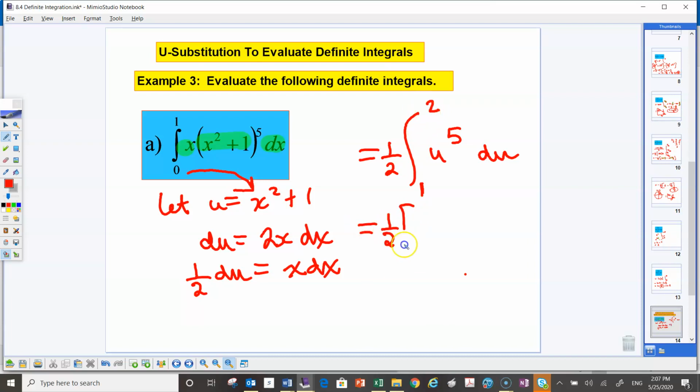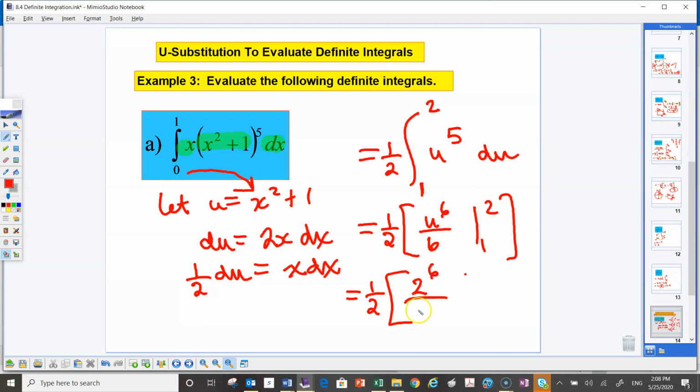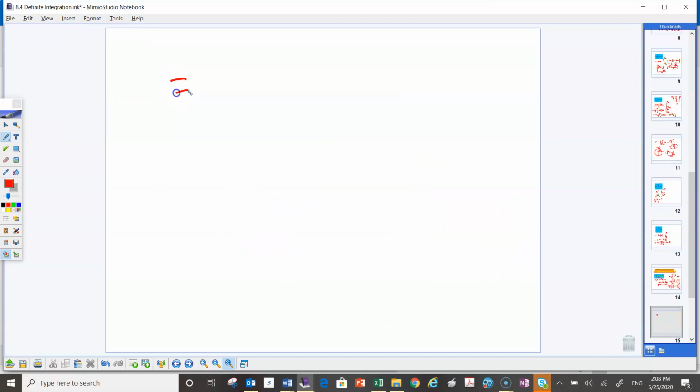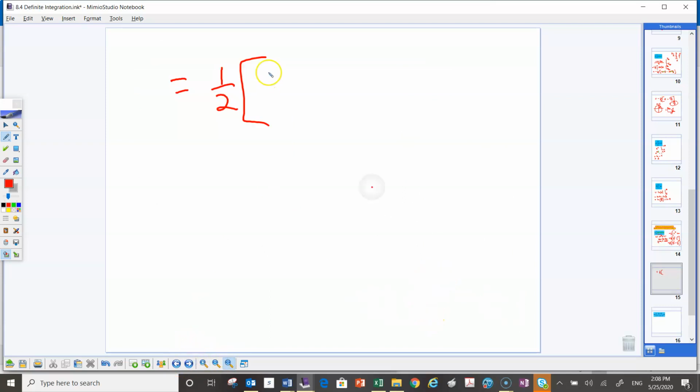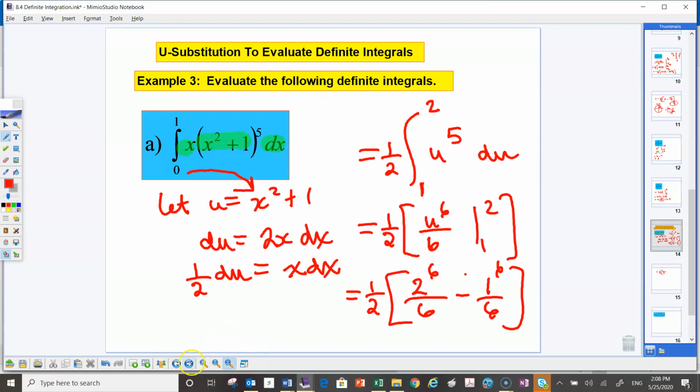So all I'm going to do is integrate u to the 5th and get u to the 6 over 6 from 1 to 2. And now I'll just evaluate that. So I'll put a 2 in, then I'll put a 1 in. So this is going to equal 1/2. Oops, 2 to the 6th is 64 over 6, minus 1 over 6.